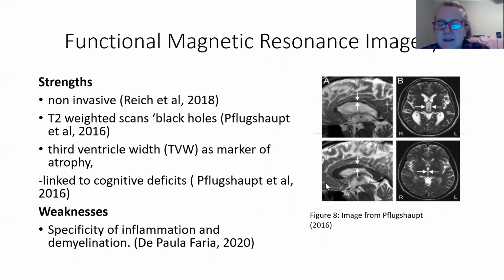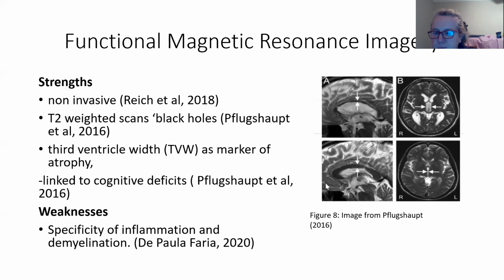Functional magnetic resonance imagery is one of the most common methods used in the diagnosis of MS. It's a non-invasive method. T2 weighted scans can reveal the black holes, which are commonly recognised in MS sufferers. And one of the most recognised markers of MS is the third ventricle width, as it's normally recognised as a marker of atrophy. If you look in the image B, the two arrows are pointing to a large space.